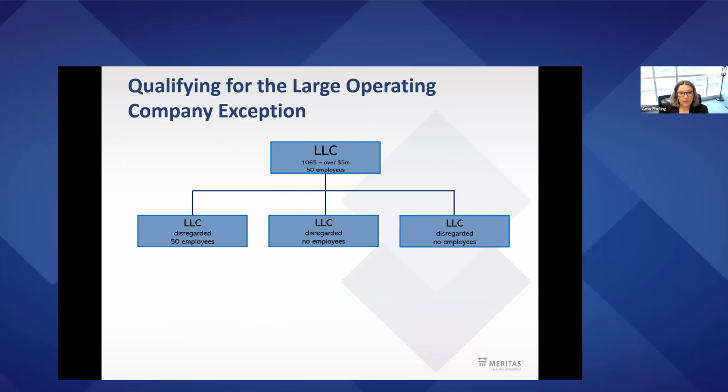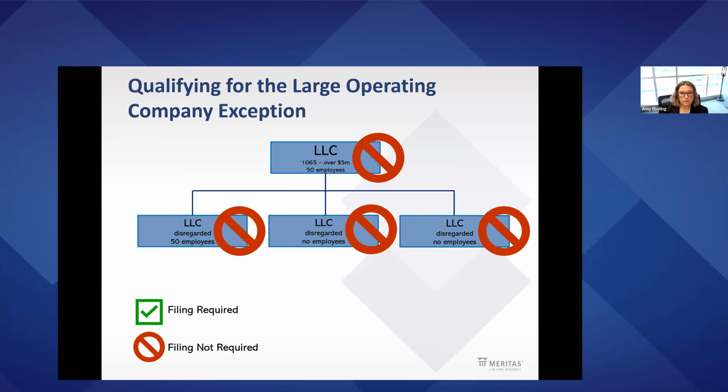We have a parent LLC that is taxed as a partnership. It files Form 1065 partnership tax return and has over $5 million in gross receipts and employs 50 employees at that parent company level. The subsidiaries there are on the left, it's a disregarded, wholly owned LLC and has 50 employees. The other two LLCs are disregarded and have no employees. So for purposes of the large operating exemption, this is the result. All of these entities would qualify for an exemption from the Corporate Transparency Act.